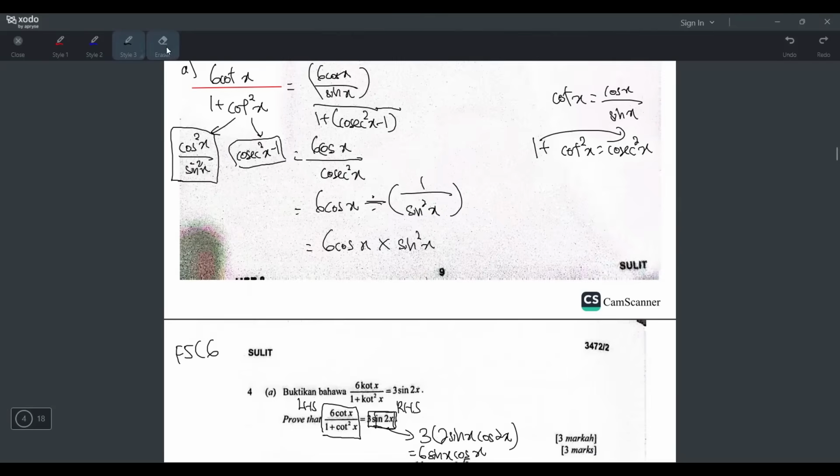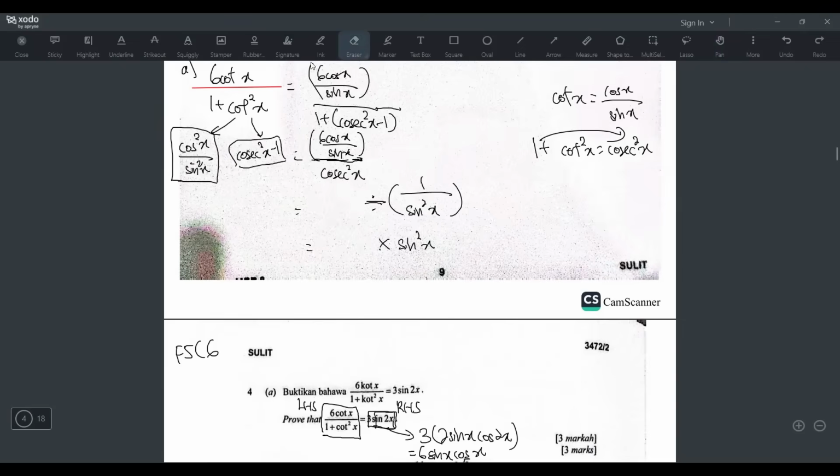Eh, I forgot something, guys. This one is not, sorry. This one is 6 cos x over sine x, right? I missed out the sine x. It's just a careless mistake. So it should be 6 cos x over sine x over cos x square. So it becomes, okay, here also wrong already.